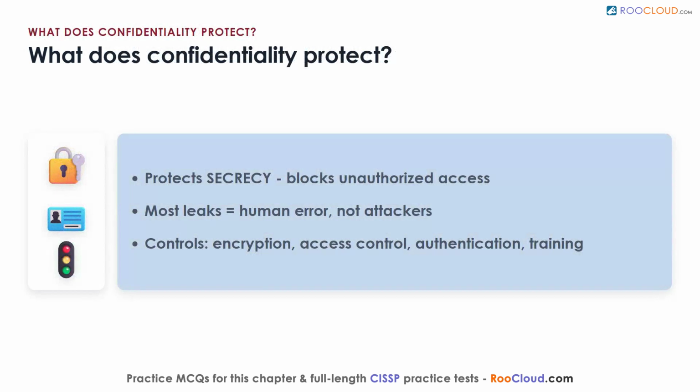What does confidentiality actually protect? It protects secrecy. Confidentiality keeps data away from anyone not cleared to see it. But it is not only about stopping deliberate attackers. Most leaks come from plain human error, a misdirected email or a sloppy setting. You enforce it with encryption, strict access control, strong authentication, and training. Think of a sealed medical file. Only the treating doctor gets to open it.